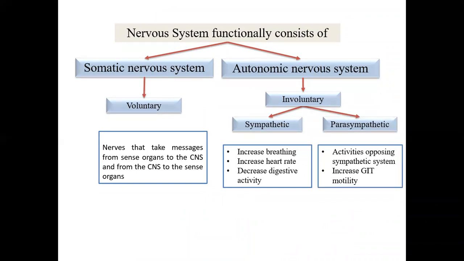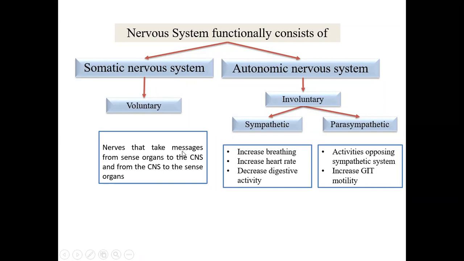Now, depending on the function, it is classified into the somatic nervous system and the autonomic nervous system. How is the somatic nervous system different? It is voluntary. Whatever you want to do can be done because of this somatic nervous system, which is under our control.